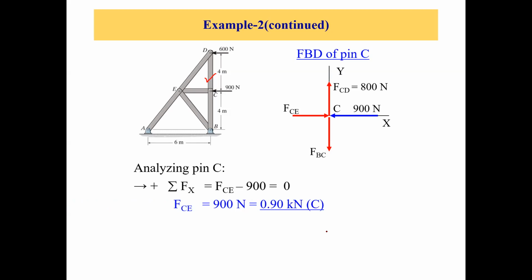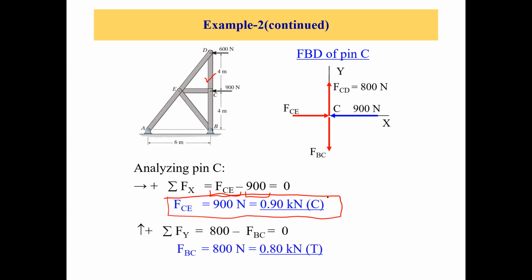Now you can analyze joint C, and if you do sigma Fx equals 0, you get FCE minus 900, because FCE is acting in the positive x direction, so it's a positive force, and 900 is acting in the negative x direction, so it's a negative 900. So you get FCE equals 900 newtons. FCE was assumed as compression, and we got a positive number, which means that it's a compression force. So that's how you are done with this.